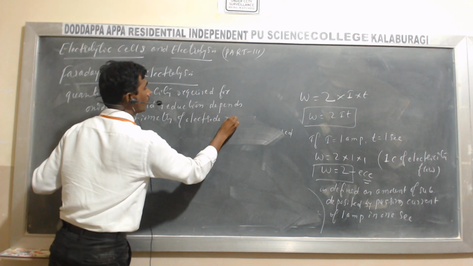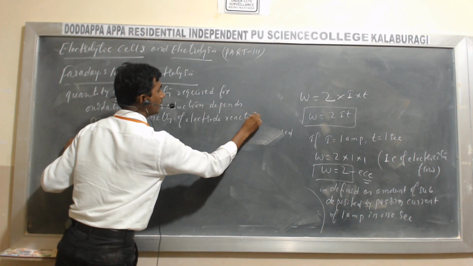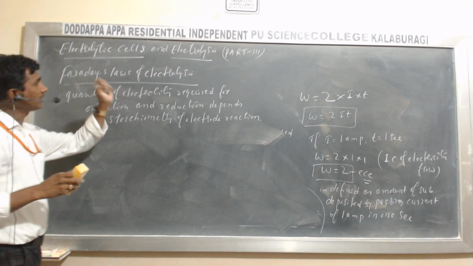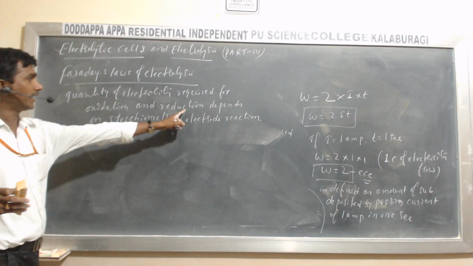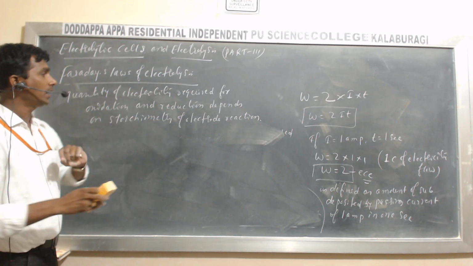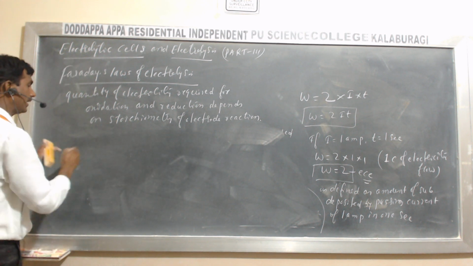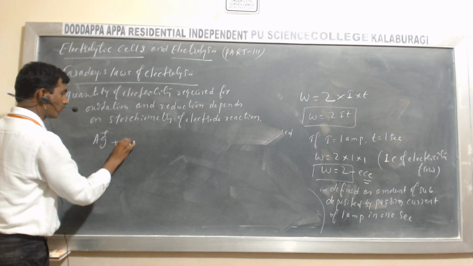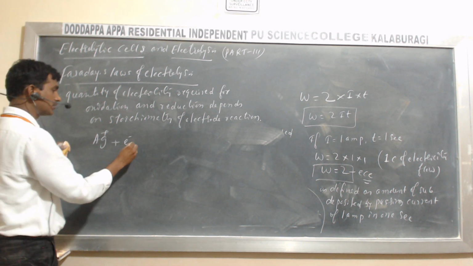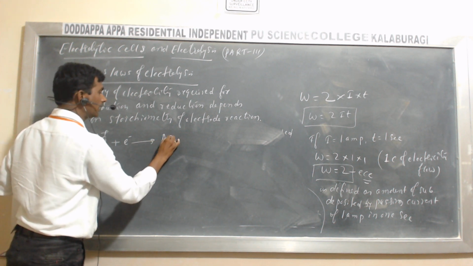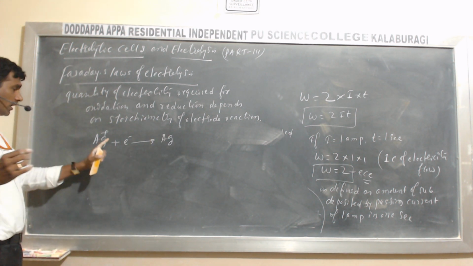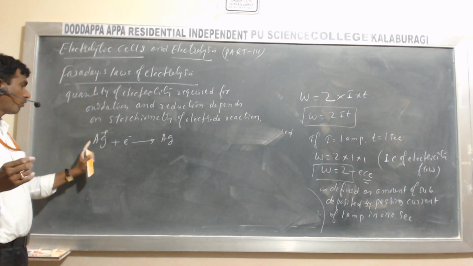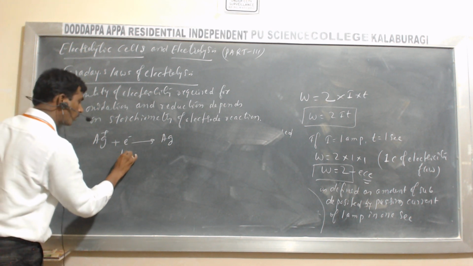The quantity of electricity required for oxidation and reduction depends on the stoichiometry of the electrode reaction. For example, I can take Ag plus. The reaction of the Ag plus ion gives Ag. The reduction of 1 mole of Ag plus ion requires 1 mole of electron.